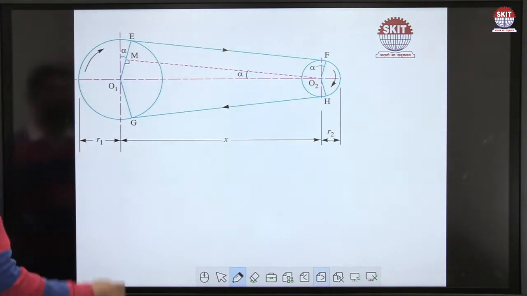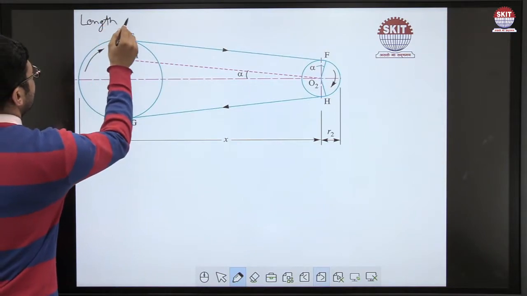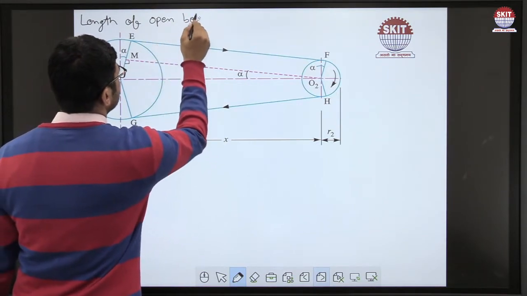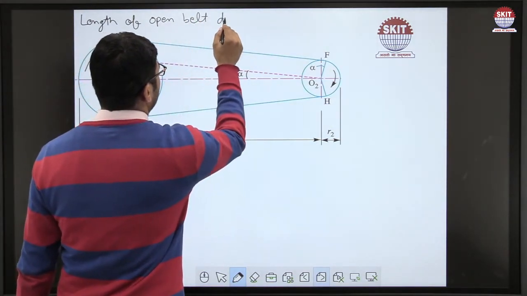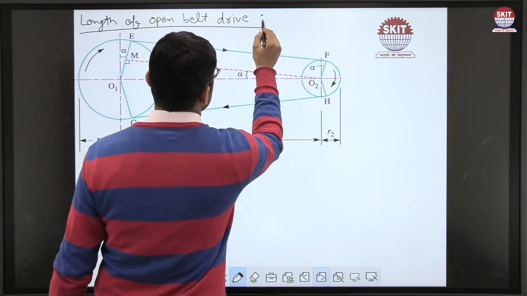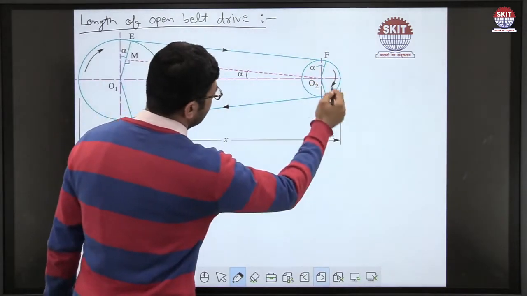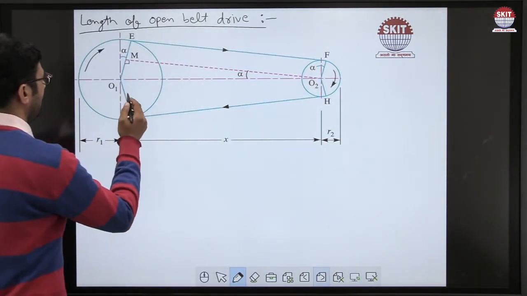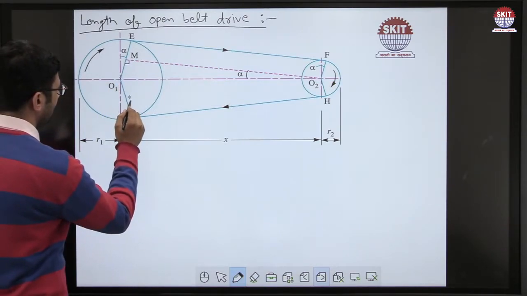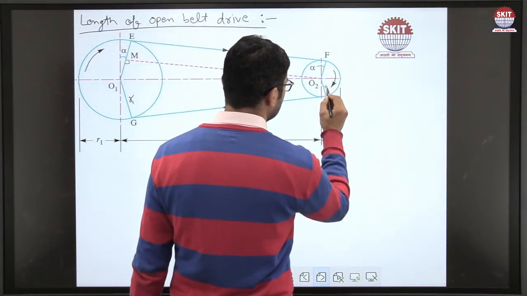Next, length of open belt drive. There are two pulleys. One pulley has the center O1 and radius R1, and the other pulley has the center O2 and radius equal to R2.